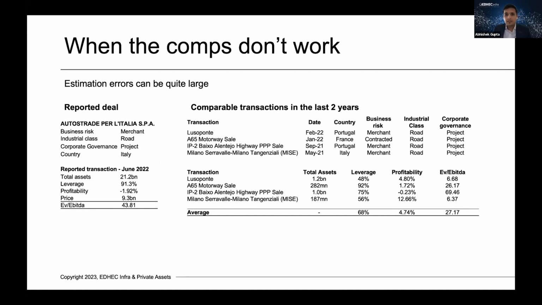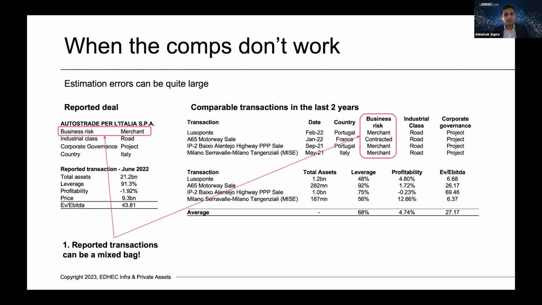So there are quite a few challenges, first of all, before we even discuss the results. First, the reported transactions can be a mixed bag. You don't know to what level you can really satisfy the likeness of your asset under consideration versus the comps. In this case, for example, the business is merchant, which we are interested in, but the reported transactions are a mixed bag of these business risks.